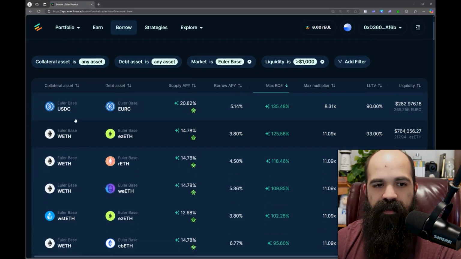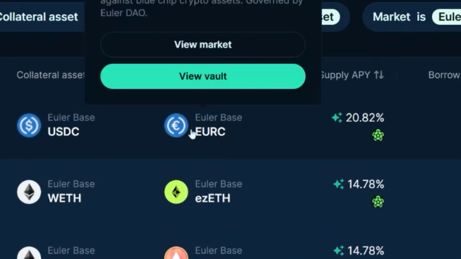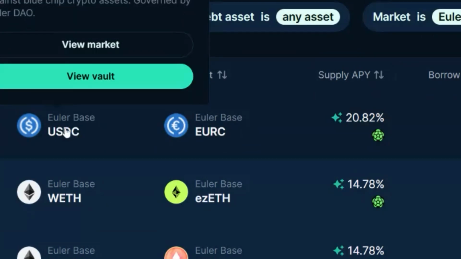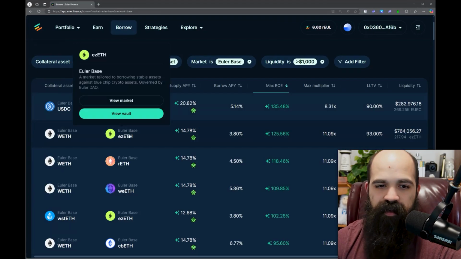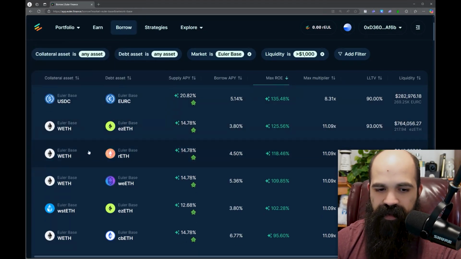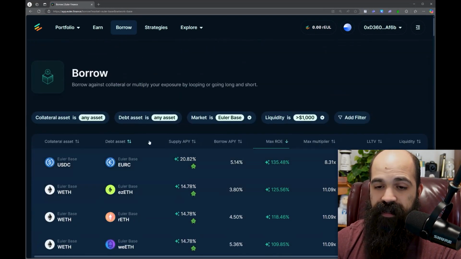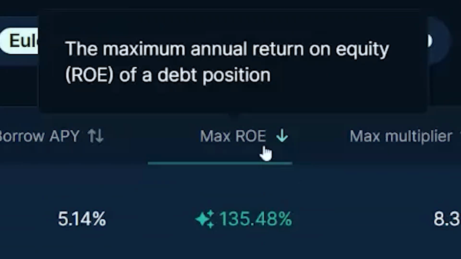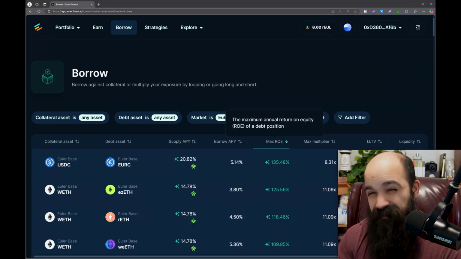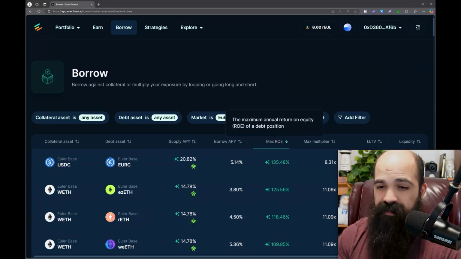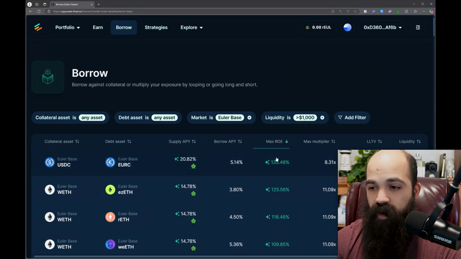So you could borrow euro against the dollar, both Coinbase-issued assets here. You could borrow ezETH against wrapped EtherFi ETH. They have many, many, many options. And one of the cool things that this shows you is your max ROE. Now, your ROE is effectively your annualized yield. It's very similar to APY here.